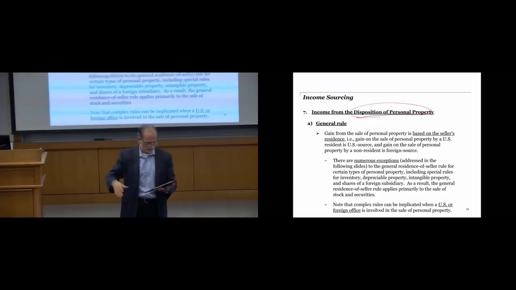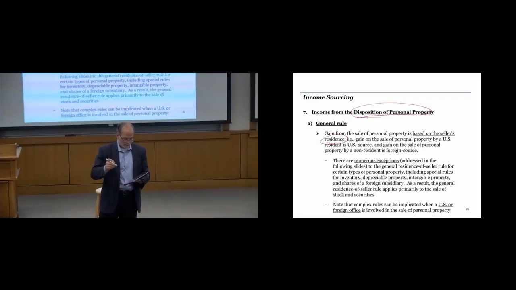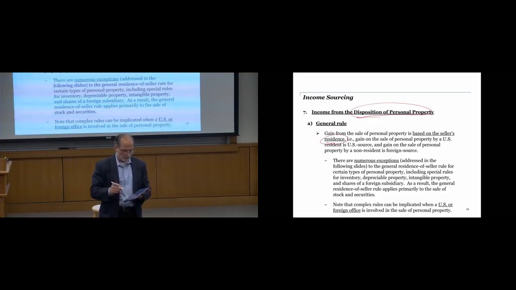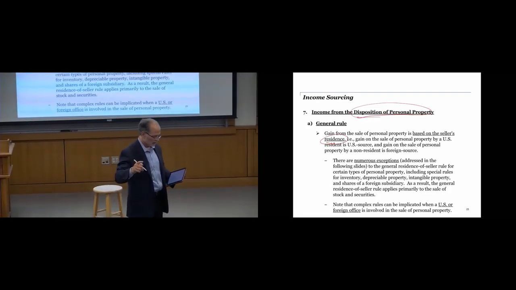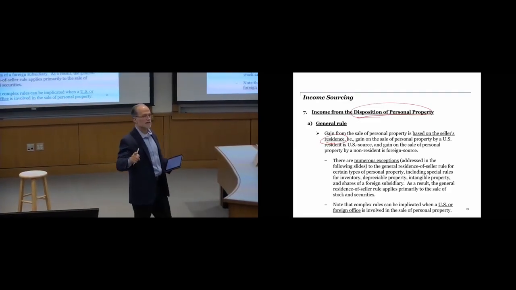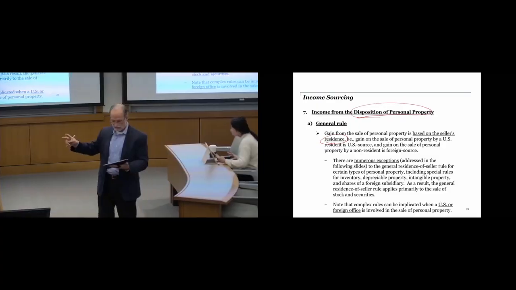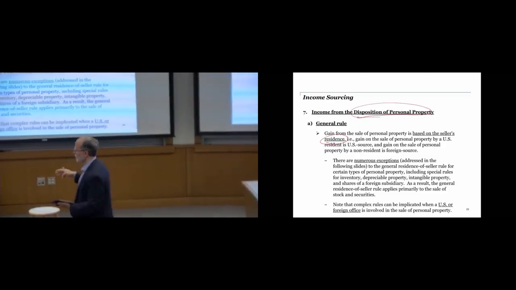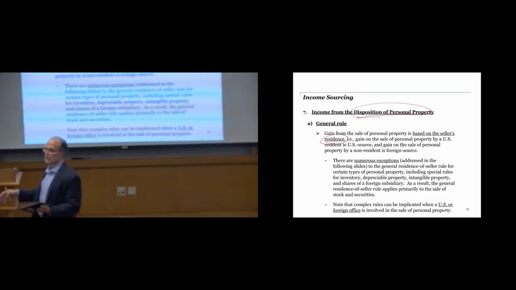Gain from the sale of personal property is based on the seller's residence. Gain from the sale of personal property by a U.S. resident is U.S. source. Gain on the sale of personal property by a non-resident is foreign source. Okay, so we look to the location of the seller.